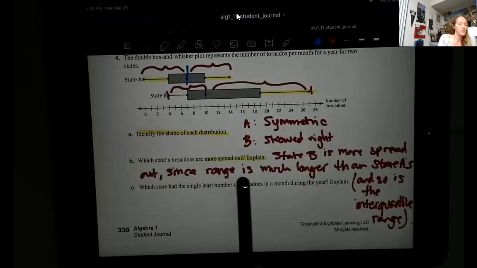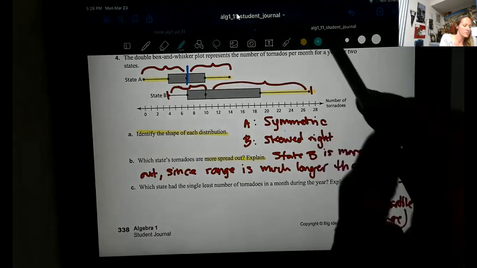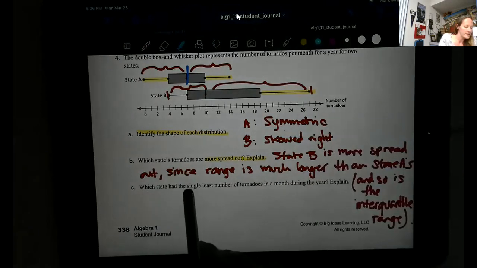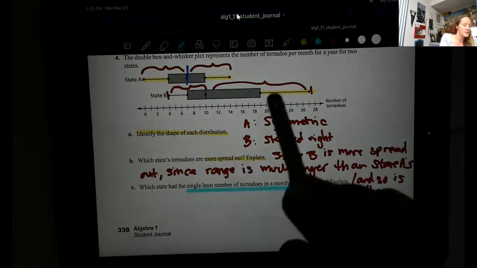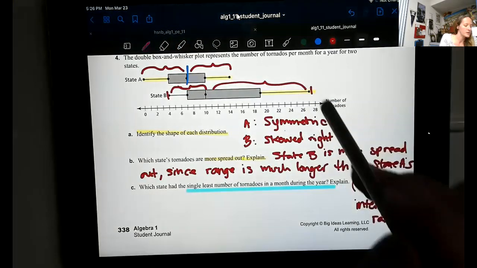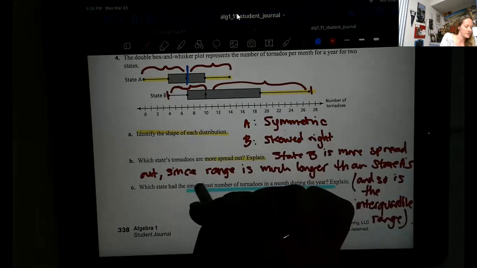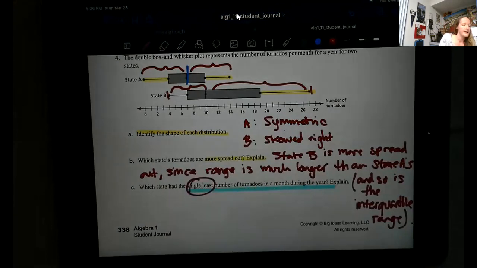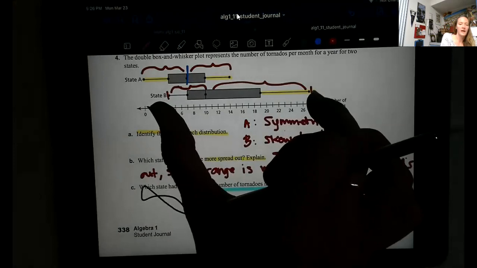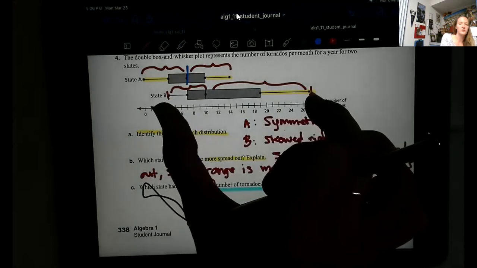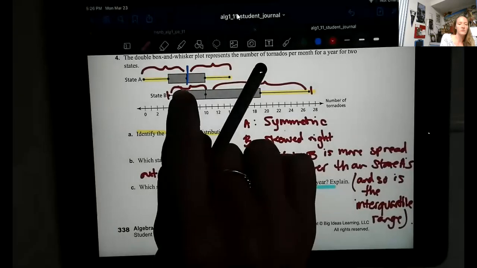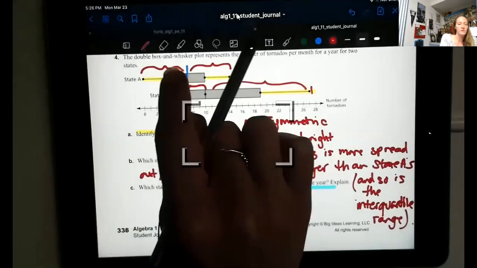In letter C, it says, okay, wait a minute, we didn't highlight this one, so what's going on with this one? Which state had the single least number of tornadoes? The single least number of tornadoes. They're not saying which one is lowest necessarily. They're not saying which one has the shortest or the narrowest range, etc. They're specifically talking about the single least. So even though this one seems to have a much wider spread, it still only goes down to 4, whereas state A goes all the way down to 0.